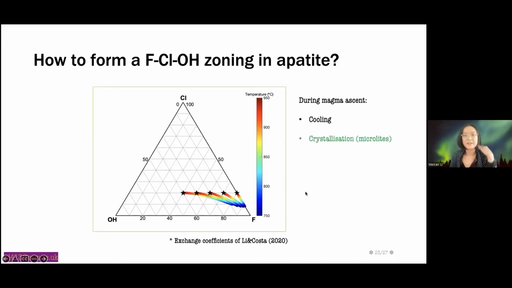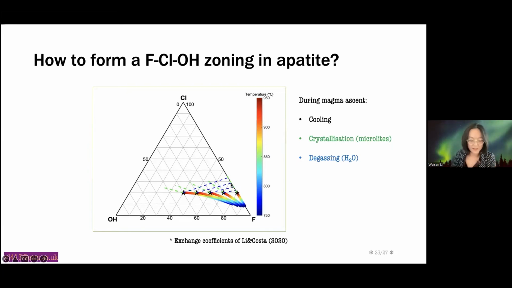And then if I consider crystallization of microlites in the melts, that would increase the fluorine, chlorine, and water concentration in the melt because they are incompatible, but with different extents of incompatibility. So that would force the apatite composition to go along this green dashed line direction. And then if I consider degassing, this would mostly happen to water instead of fluorine and chlorine unless the melt reaches really low pressure. Under that situation, the apatite composition will go along this blue dashed line direction.